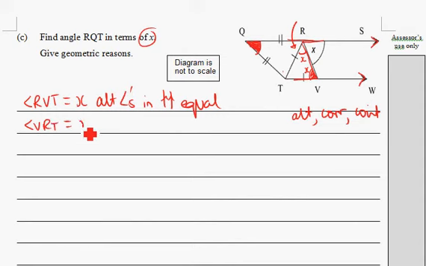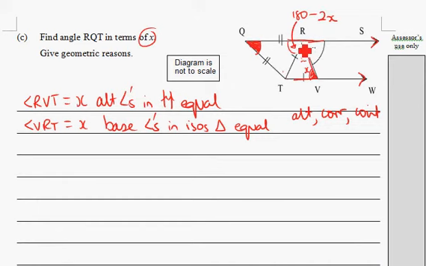VRT is also x, because base angles in an isosceles triangle are equal. Once we've got those two, using angles on a straight line, this one here should be 180 minus x minus x, which is the same as 180 minus 2x.